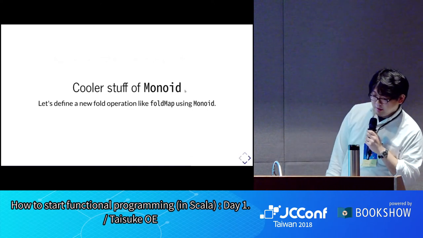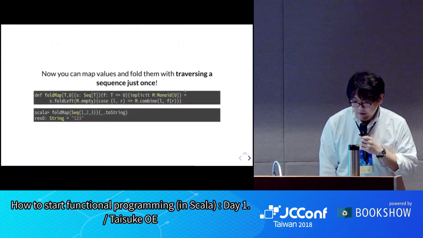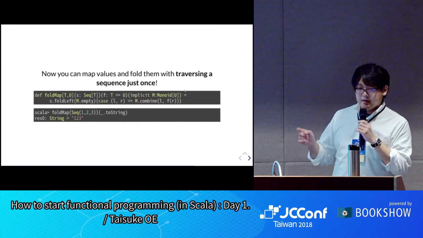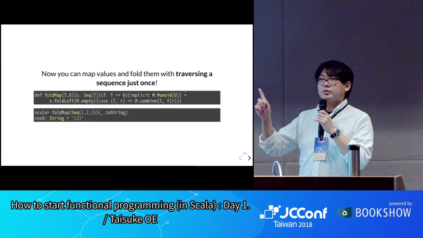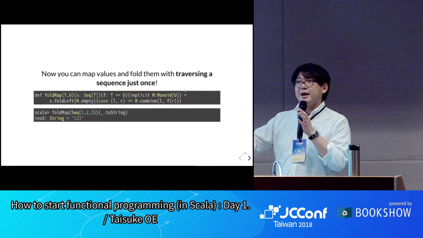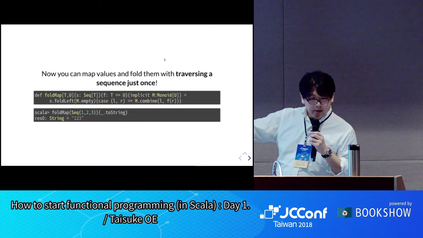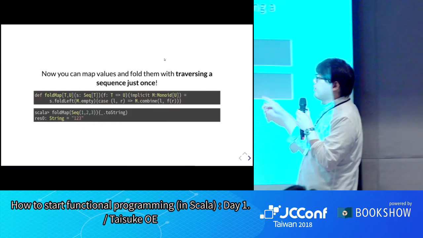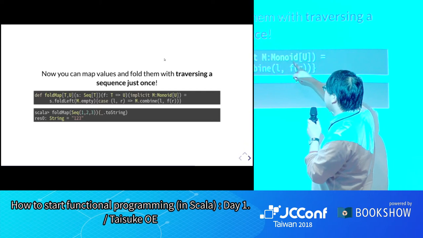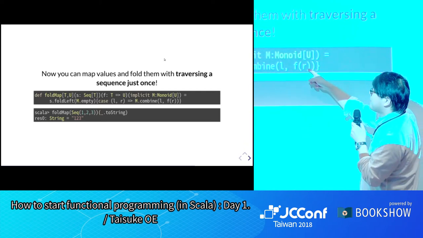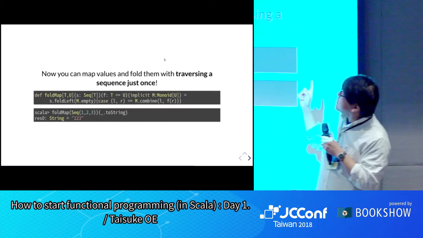The next will be a bit more curious stuff. Let's define a new operation like foldMap using a monoid. foldMap is a method folding and mapping the values in the sequence in a single traverse. It's just a fold plus map. So it takes also the monoid instance and then just calculates the foldLeft by the foldLeft function in the Scala standard library, with combine, and the right value would be calculated with the transforming function passed in the second argument here.